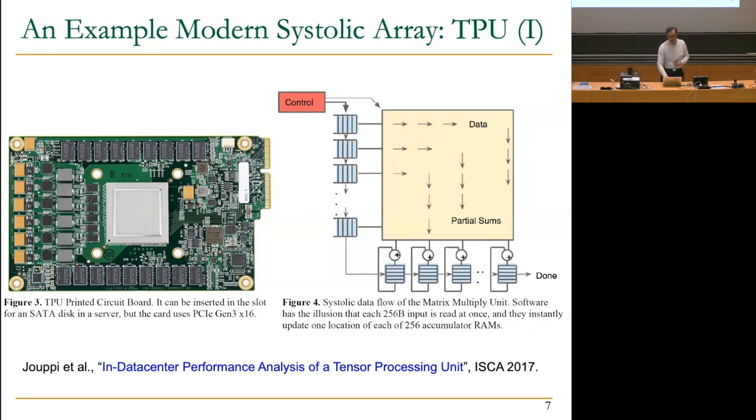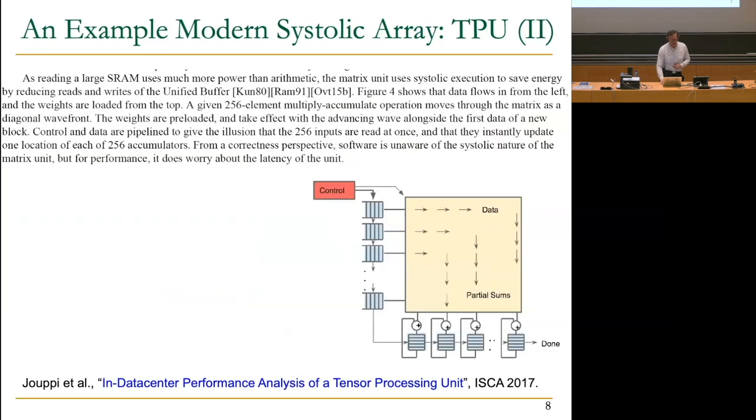But essentially, this TPU that was developed by Google starting in 2014-15, and it was described in the ISCA 2017 paper, is essentially a systolic array. You can even read that they say systolic data flow of the matrix multiply unit. Software has the illusion that each 256-byte input is read at once, and they instantly update one location of each 256 accumulator RAMs. Basically, they do multiply and accumulate to do matrix multiplication, essentially.